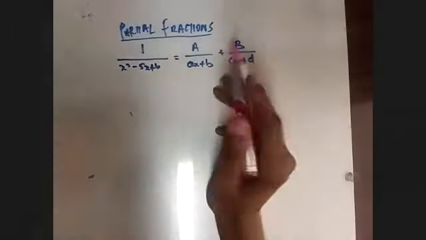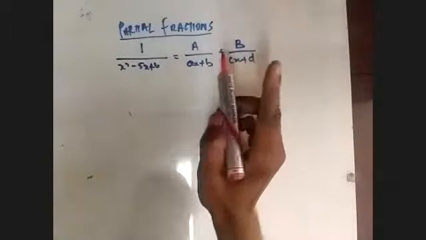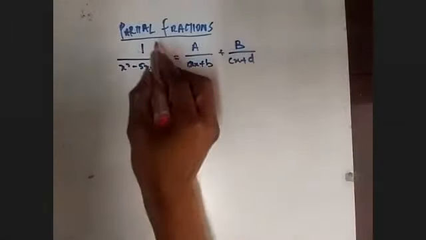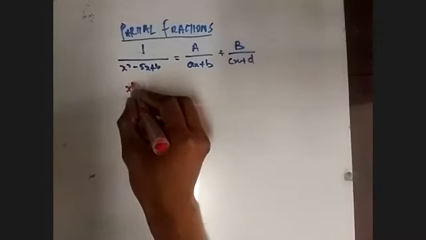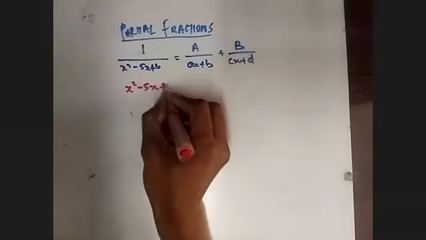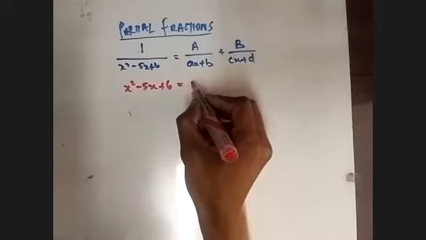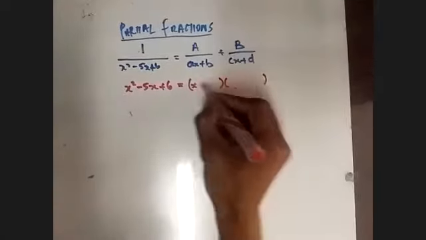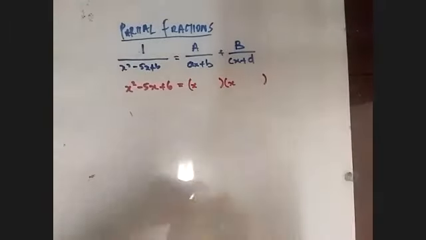Now, what I usually do when I solve partial fractions is check the denominator, especially when it's something like this. I check the denominator, x squared minus 5x plus 6, and then I factorize this. Guys, let me ask you a question. Who has a problem with factorizing?